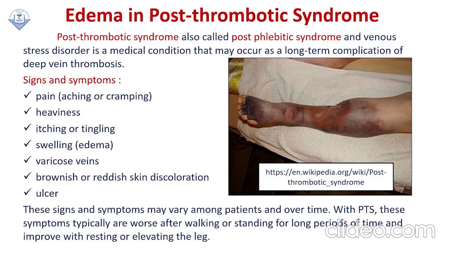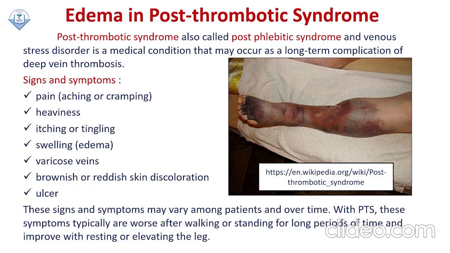Let's discuss edema in post-thrombotic syndrome. Post-thrombotic syndrome, also called post-phlebitic syndrome or venous stress disorder, is a medical condition that may be a long-term complication of deep vein thrombosis. It is accompanied by pain, itching and cramping, heaviness, swelling, edema, varicose veins and, on this background, brownish or reddish skin discoloration and trophic ulcer formation.